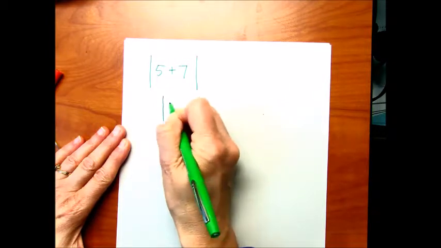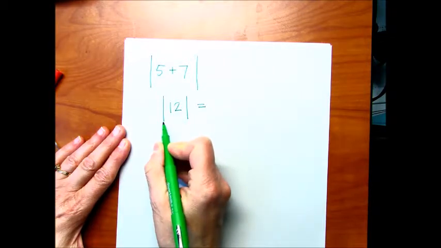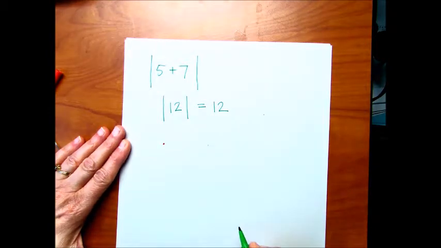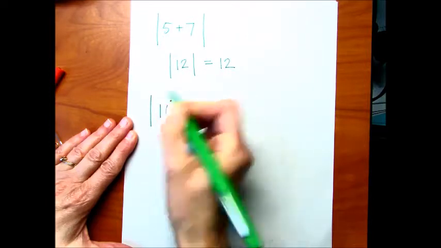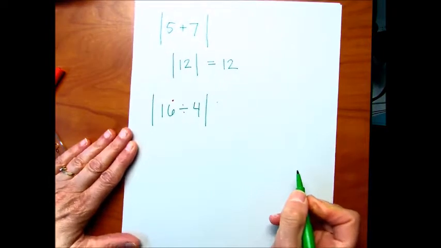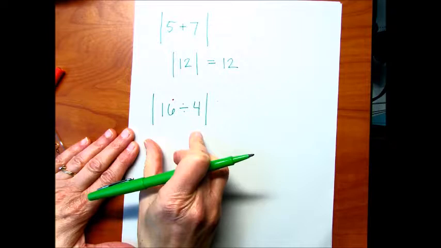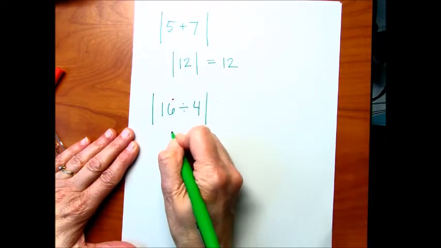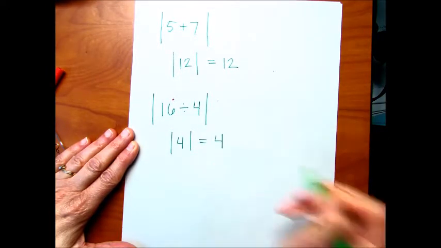And so now we're going to take the absolute value of 12. And remember, we're asking what's the distance from 12 to 0, and that's going to be 12. Let's try another one. Let's say we have the absolute value of 16 divided by 4. Again, we want to do the division first within the absolute value symbols, and then we'll find the absolute value. 16 divided by 4 is 4, so we're taking the absolute value of 4, and that's going to give us 4.